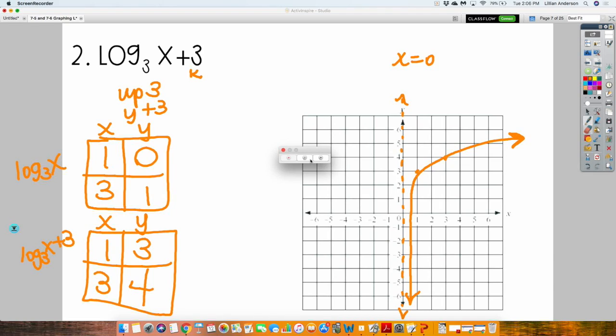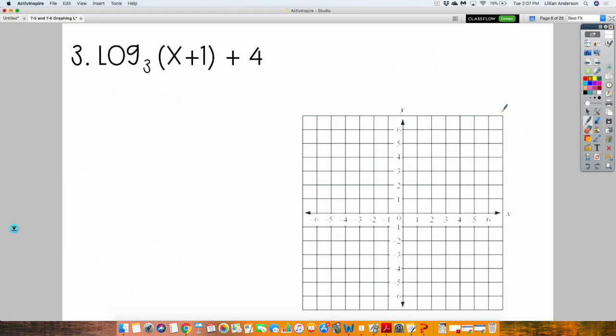Okay, so let's look at number 3. Describe what has happened to the graph, Amy. I think I missed it. You said right? Left? Okay. So left 1 and then what? And then up 4. Okay, so my most basic log base 3 graph is changing.